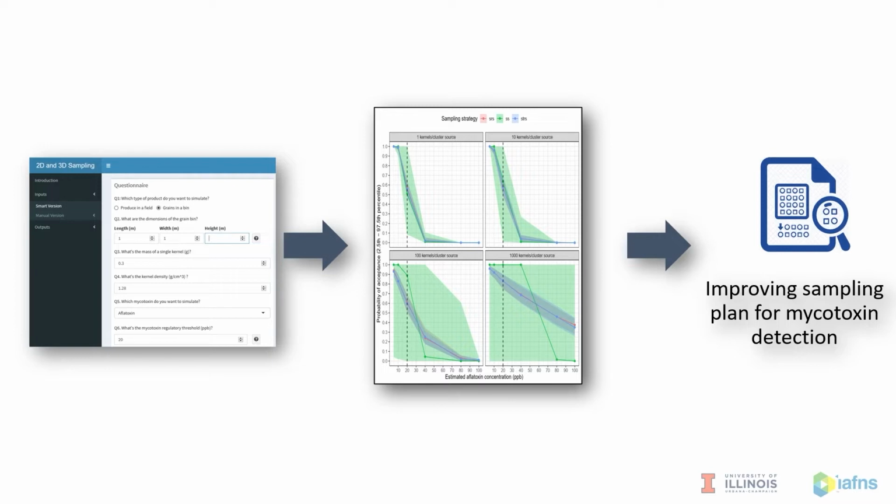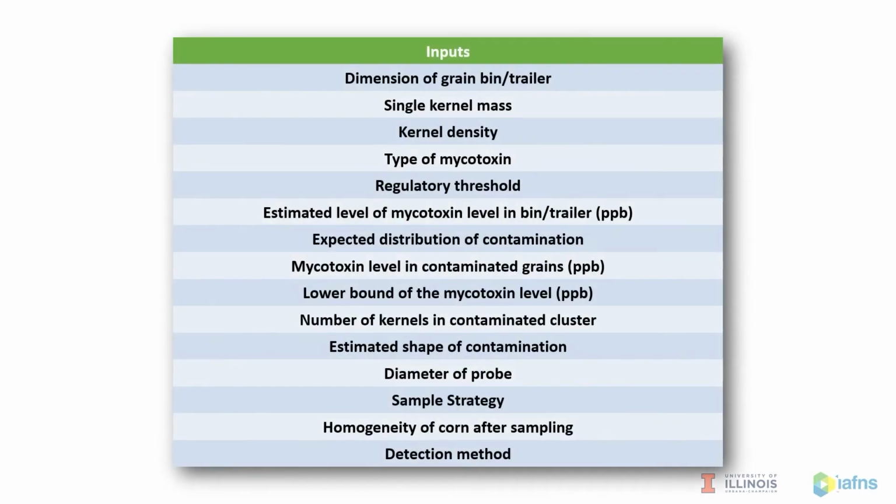This video will explain the required inputs for the sampling simulation of a grain container. These inputs allow the user to simulate and compare results of different sampling scenarios that could affect different mycotoxin levels, different homogeneity of corn after sampling, or different number of sampling probes. In addition, the user can simulate the contamination distribution and evaluate how this affects mycotoxin detection and acceptance probability of the sampling plan. For corn simulation, the app requires 15 inputs.